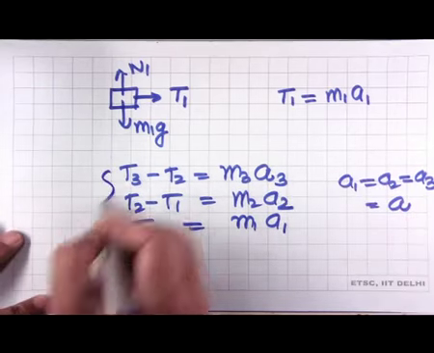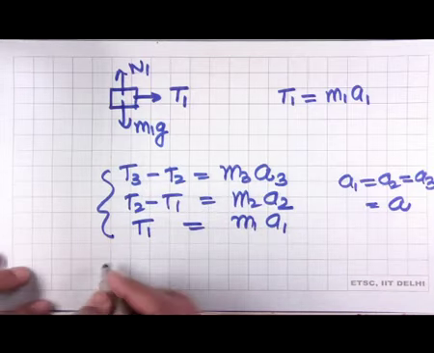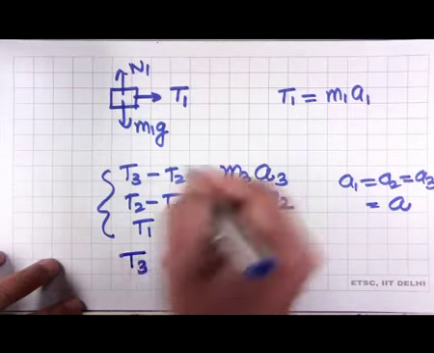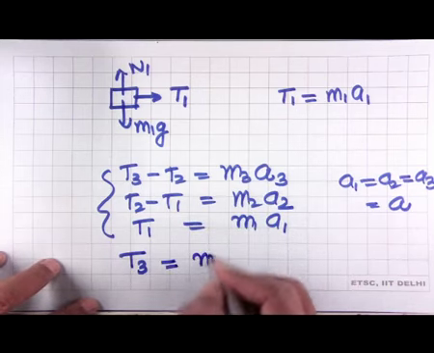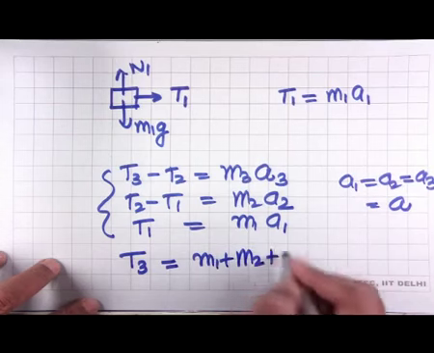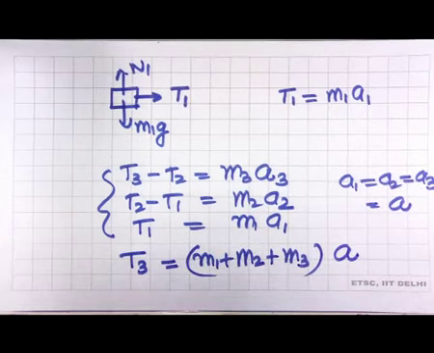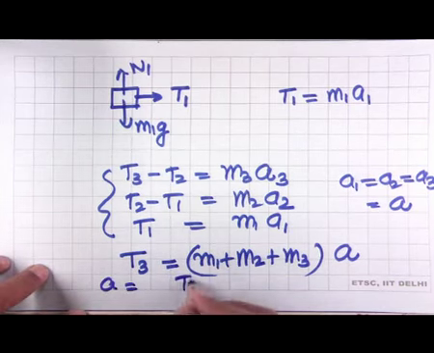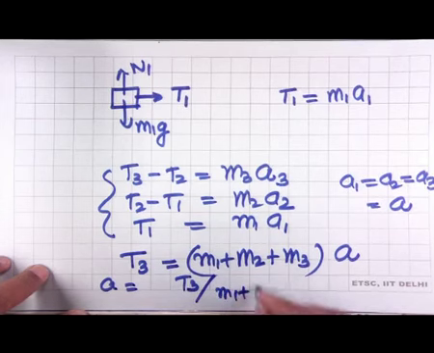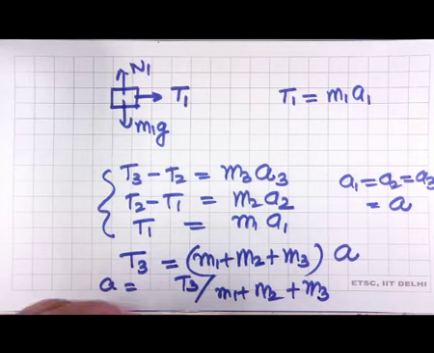So, what we can do is, let us add up all these equations. When we add up all these equations, T2 will cancel out, T1 will cancel out, and we get T3 equal to M1 plus M2 plus M3 times A, and since all these masses are given, we can get the value of acceleration. This will be equal to T3 divided by M1 plus M2 plus M3. So, from here we will be able to get the value of acceleration A.